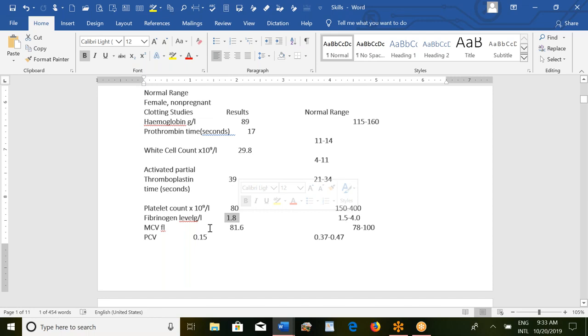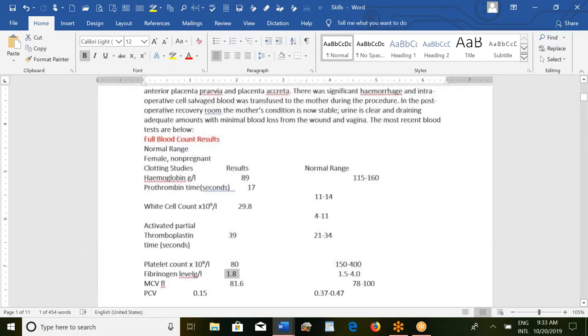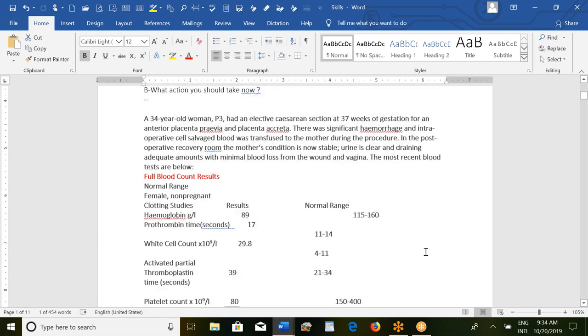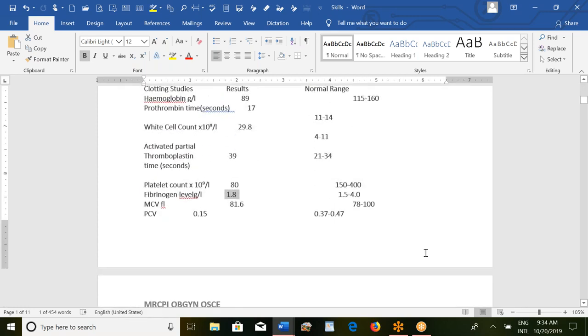And the fibrinogen level should be kept above 2 grams per deciliter. They are giving this reference range, but the recommended one is 2. So we need to give her fresh frozen plasma. Anyhow, her urine is clear and everything is fine, but she had this main risk factor for hemorrhage, so that's why it was a significant hemorrhage. Okay, so we gave her fresh frozen plasma. Maybe DIC is setting in.